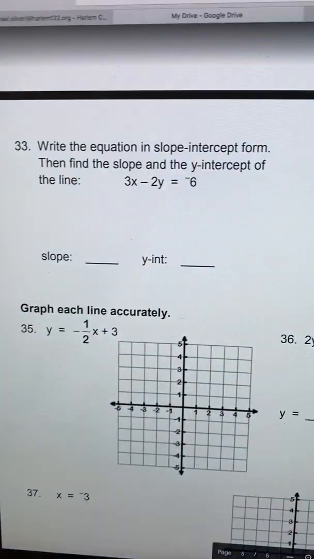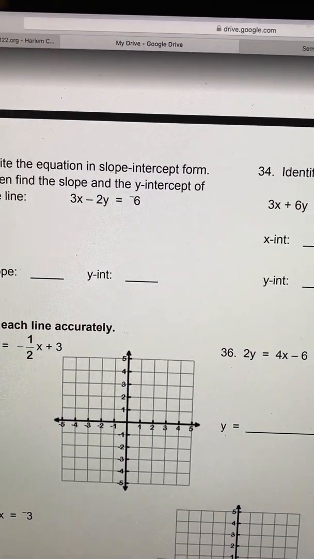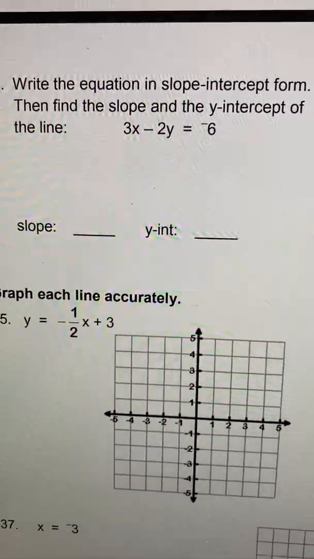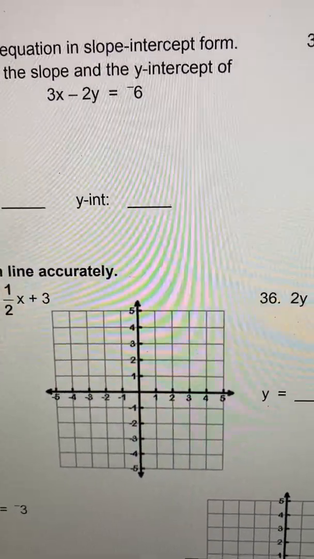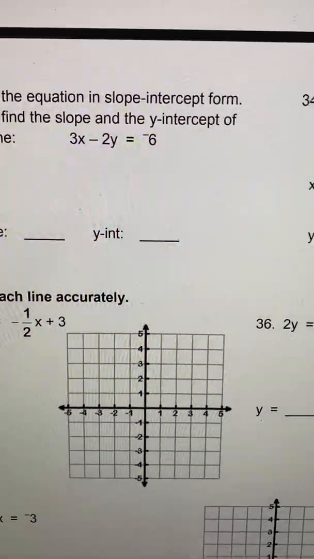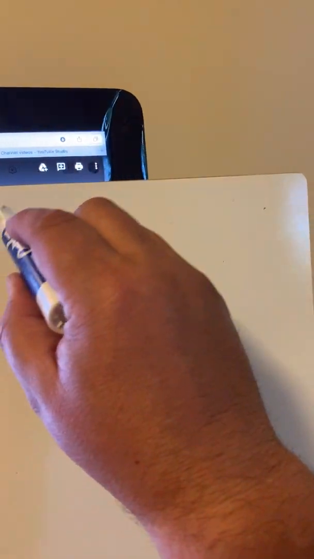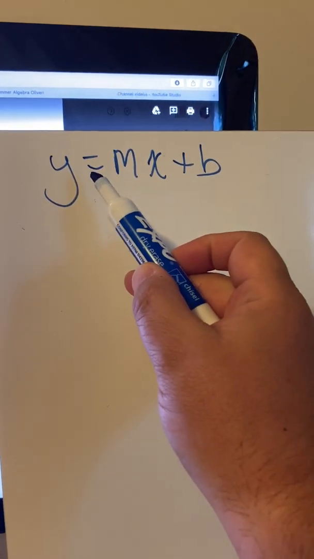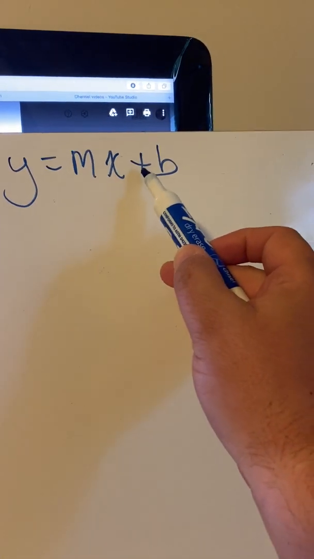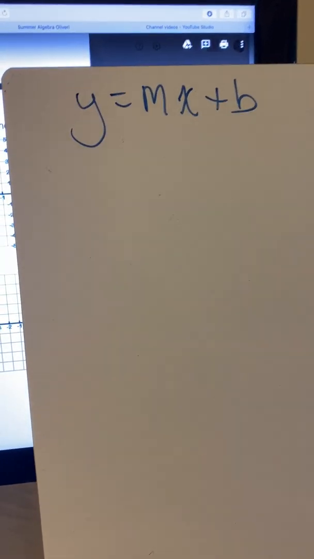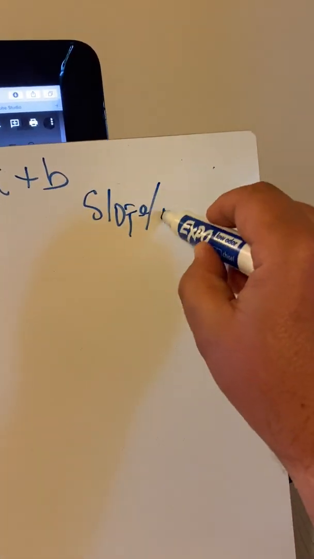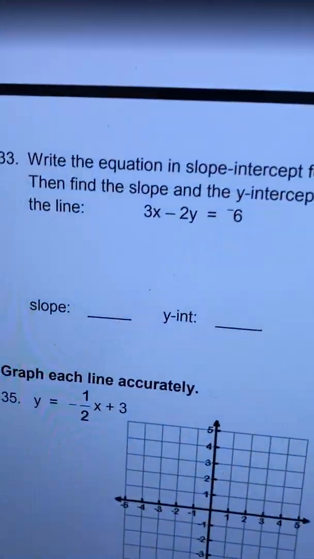Now, number 33: write an equation in slope-intercept form, then find the slope and the y-intercept of the line. It is not written in slope-intercept form. It is written in standard form with the x and the y on the same side and the constant on the other. You need to get this equation into this form right here: y is equal to mx plus b. Y isolated in this problem is equal to the slope times the x value plus the y-intercept, b. That formula is the slope-intercept form.